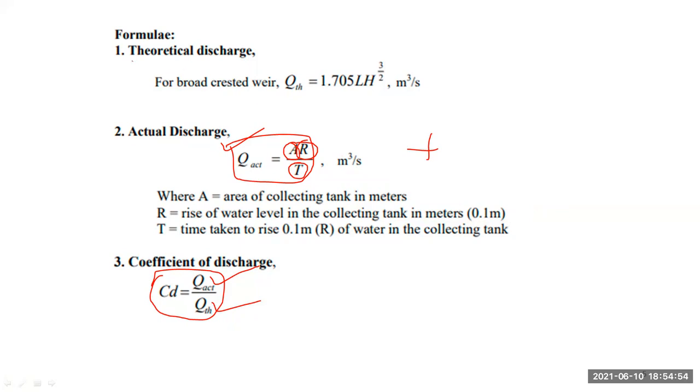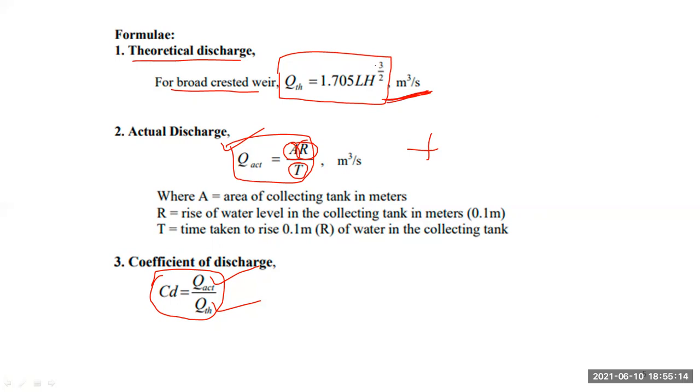And we have the theoretical discharge formula. To calculate the theoretical discharge for a broad crested weir, Q theoretical is equal to 1.705 L into H to the power 3 by 2. So this is the formula to calculate the theoretical discharge for a broad crested weir.